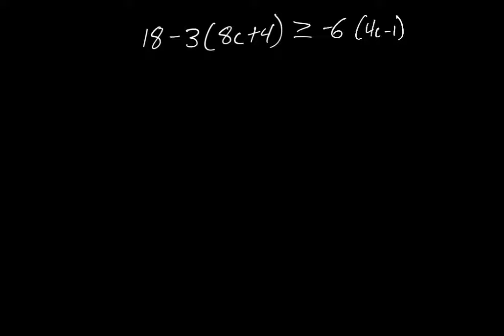So the last example that I want you to take a crack at, I'll just give you one here. Let's do 5a. You have 18 minus 3 times 8c plus 4 is greater than or equal to negative 6 times 4c minus 1. And now we'll just solve.